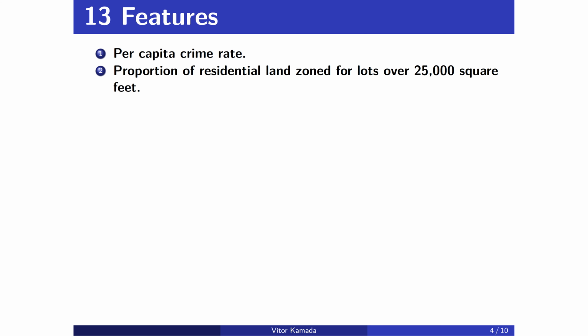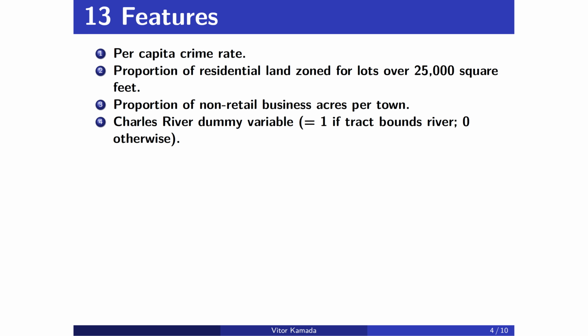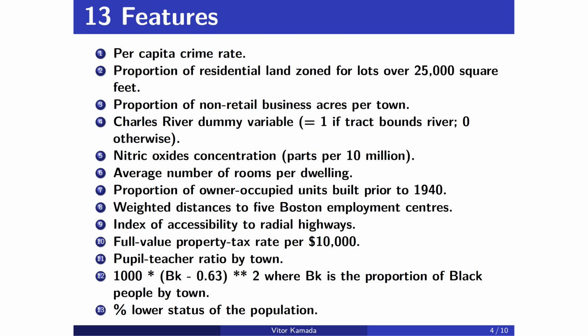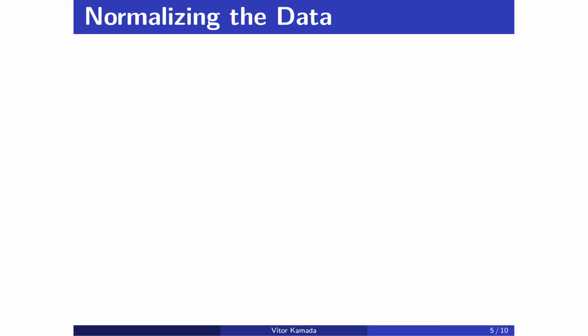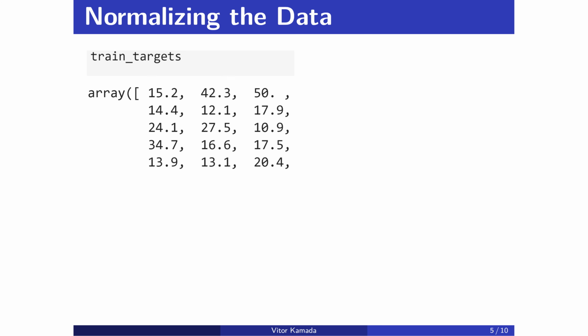Among the 13 features or explanatory variables, let's see some examples. We have per capita crime rate, proportion of residential land zone, proportion of non-retail business, a dummy if it's closer to the Charles River, and the other explanatory variables. The data has to be normalized to be used as inputs in the neural network. But first, let's see the train targets, the variable that you want to predict, that is the housing price. That is 15K, 42K, 50K, 14K, 12K. It looks cheap because the data is from the 70s and it was not adjusted for inflation.